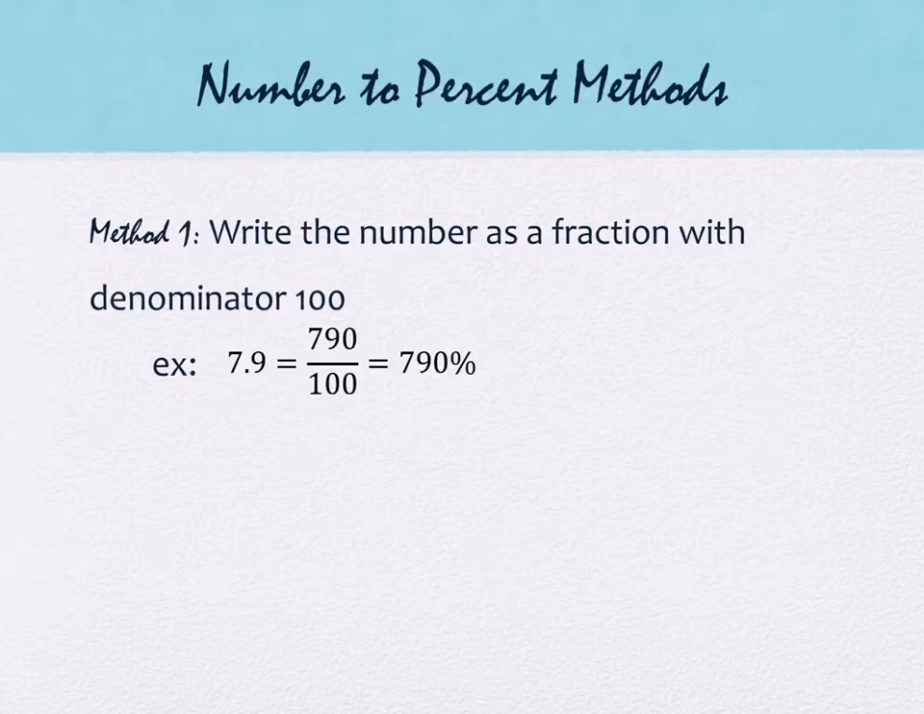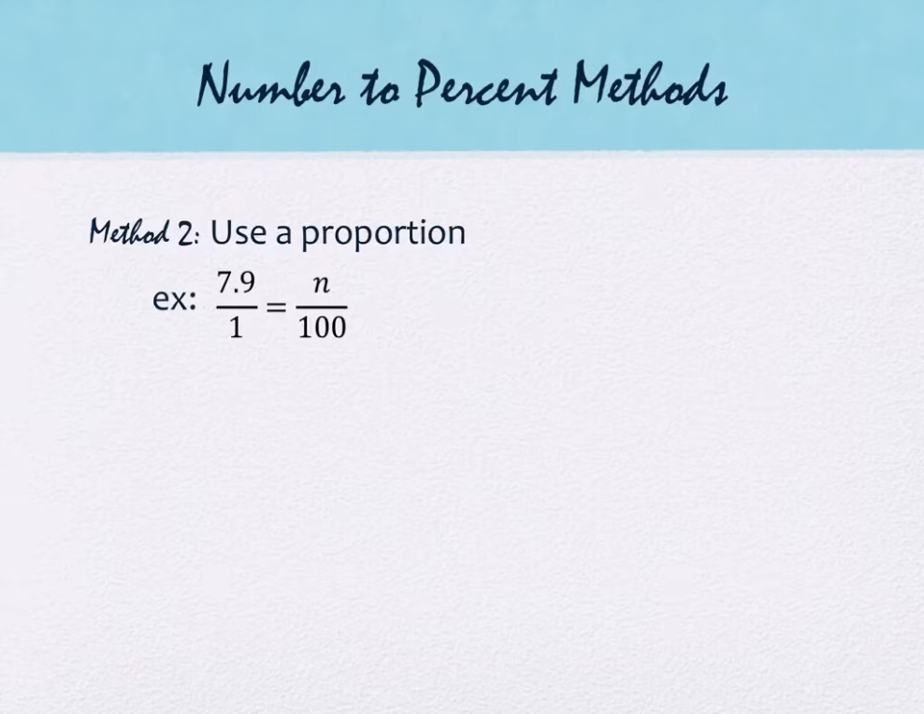A second method is using a proportion. So 7.9 over 1 is equal to some number n over the number 100. We would cross multiply, and we would get that n equals 790%.